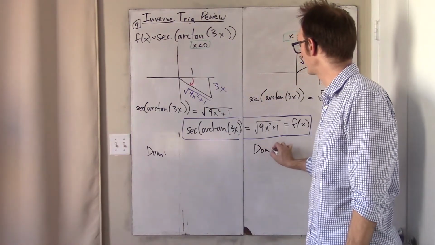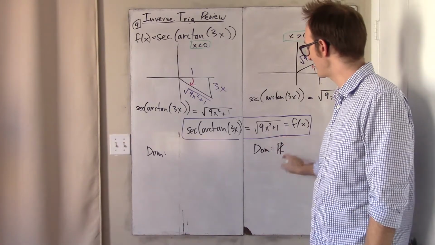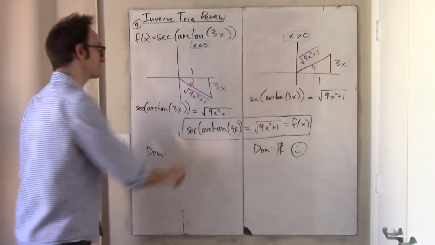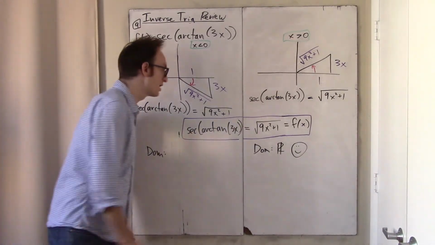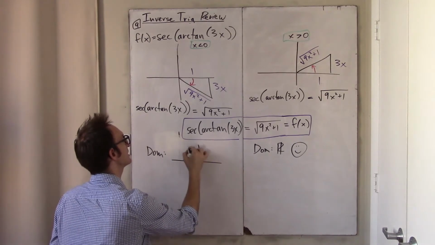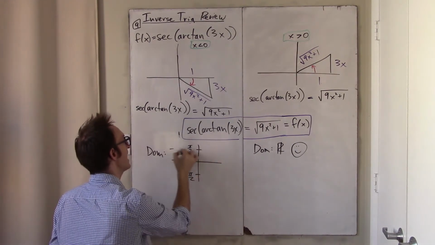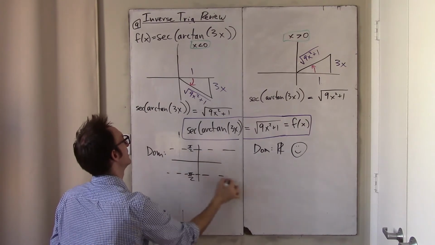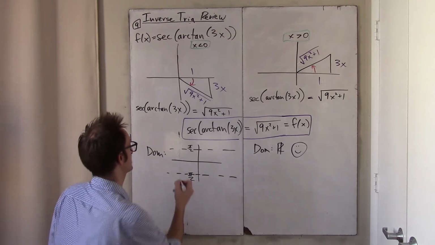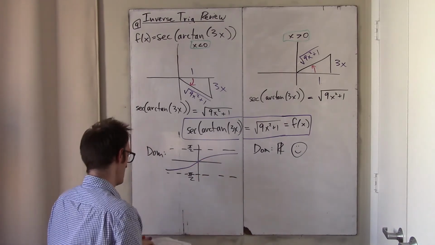If I'm looking at the expression root 9x squared plus 1, then I think it's clear that the domain is all real numbers. If I'm looking instead at secant arctan 3x, well, I should know some things about arctan, and here are the things I know about arctan. It always outputs something between negative pi over 2 and pi over 2. And so what does arctan look like? It's just doing this, right? It's just outputting something between negative pi over 2 and pi over 2.